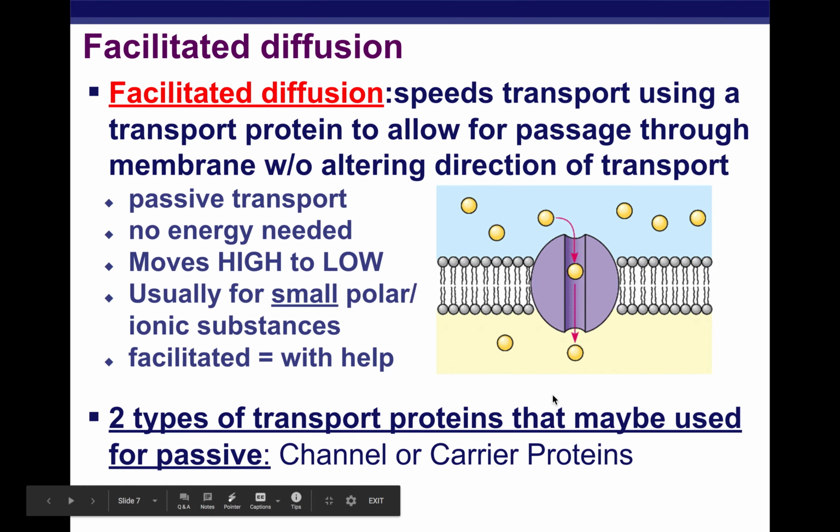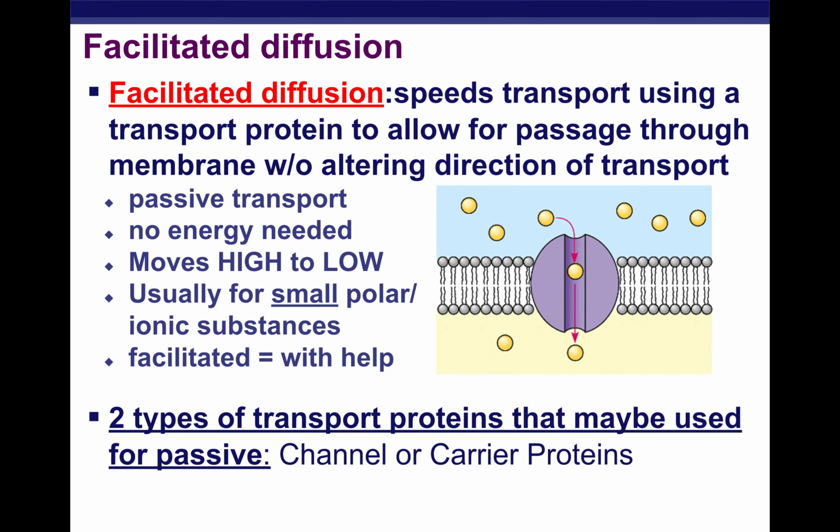Now, there's another type of passive transport called facilitated diffusion, and I consider this like a doggy door. If you have a doggy door or a cat door in the backyard of your house, then you know that you don't really control which way your dog or cat moves, but it gives them the opportunity to move either way depending on their mood.